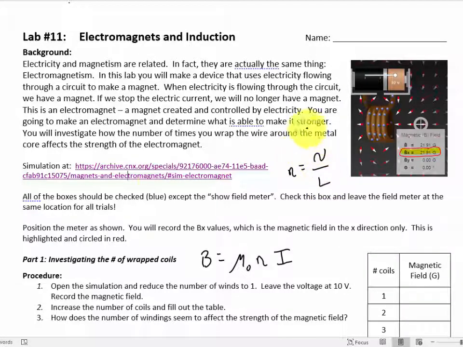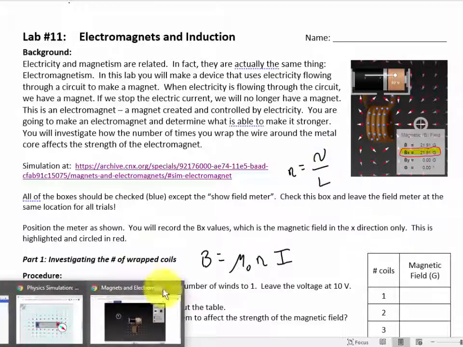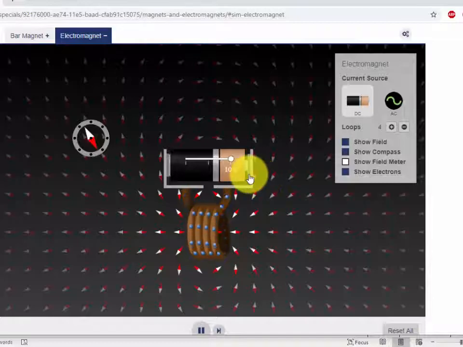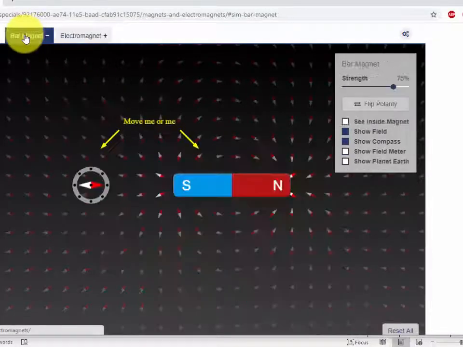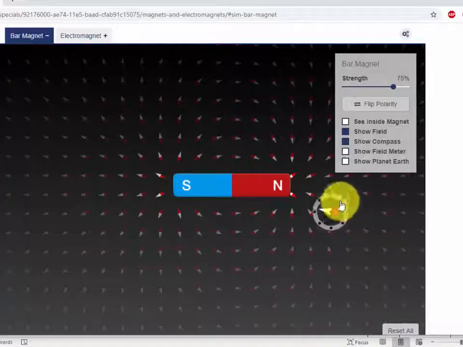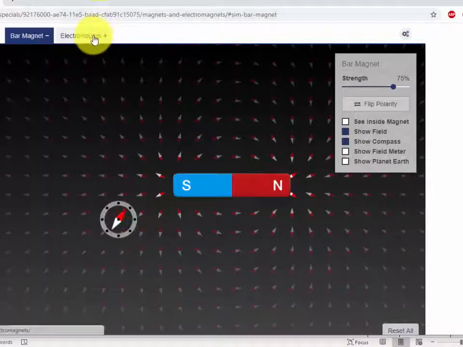So what you're going to do is open up the simulation, and it's going to look a whole awful lot like this. And here we have an electromagnet. What we can do is say, wow, this looks a whole awful lot like a bar magnet. Look at that. We have the magnetic field circling around from the north to the south.